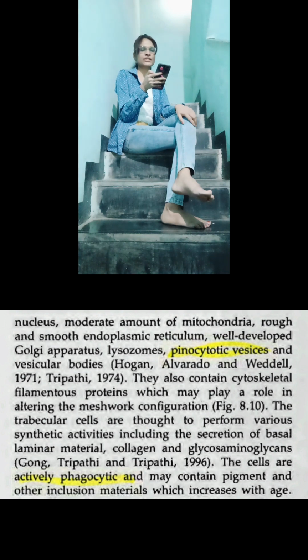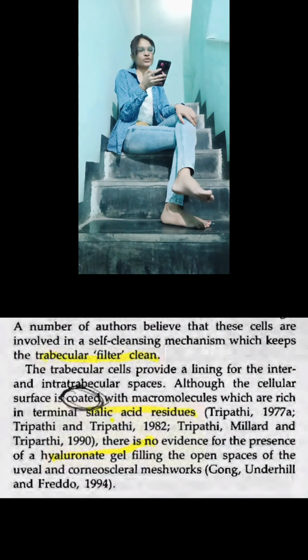The trabecular cells are thought to perform various synthetic activities including the secretion of basal laminar material, collagen, and glycosaminoglycans. The cells are actually phagocytic and may contain pigment and other inclusion materials which increases with age. A number of authors believe that these cells are involved in a self-cleansing mechanism which keeps the trabecular filter clean.